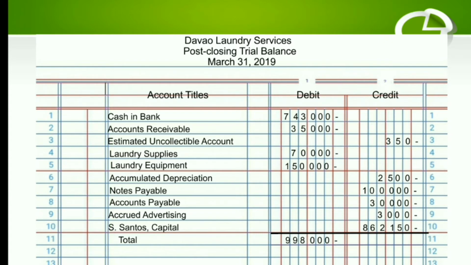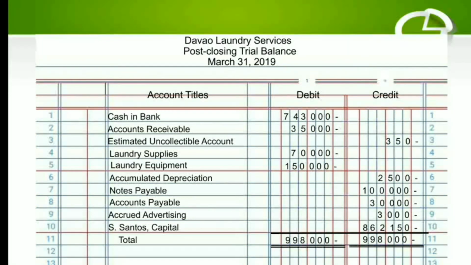Okay, for the credit, tingnan natin kung 998,000 din ba. So, we have 350 pesos plus 2,500 pesos plus 100,000 pesos plus 30,000 pesos plus 3,000 pesos plus 862,150 pesos. So, the total of the credit is also 998,000 pesos. And our post-closing trial balance is indeed in balance. So, double rule natin yung balances natin.